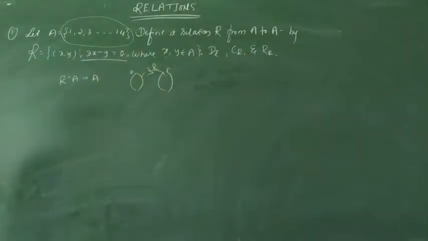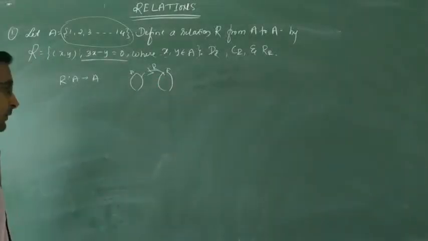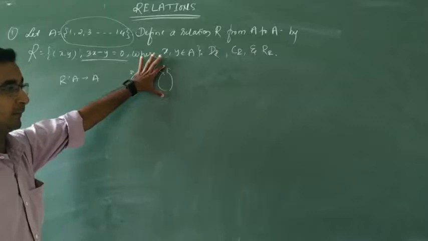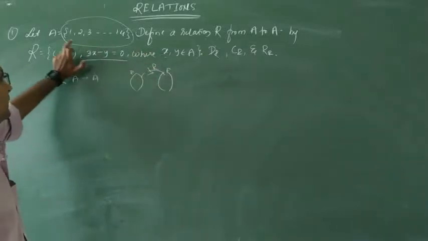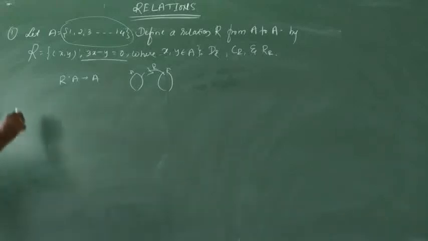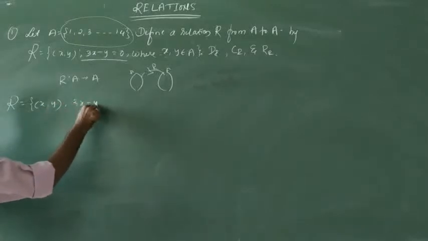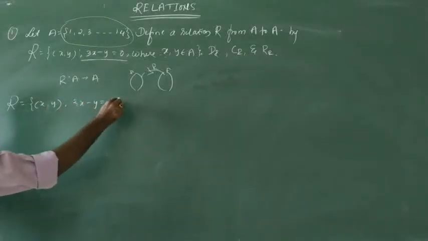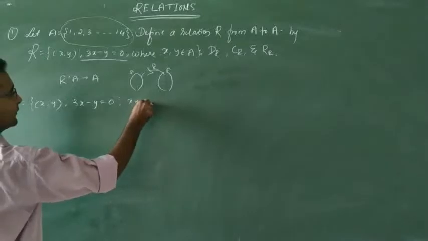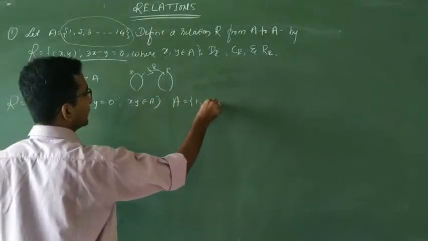So the codomain of R means the second elements of the set. The second elements of the set, we again have 1 to 14. Getting it? Okay. First we should write down the relation: the pair (x, y), where 3x minus y is equal to 0, where (x, y) belongs to A. So set A means 1 to 14.